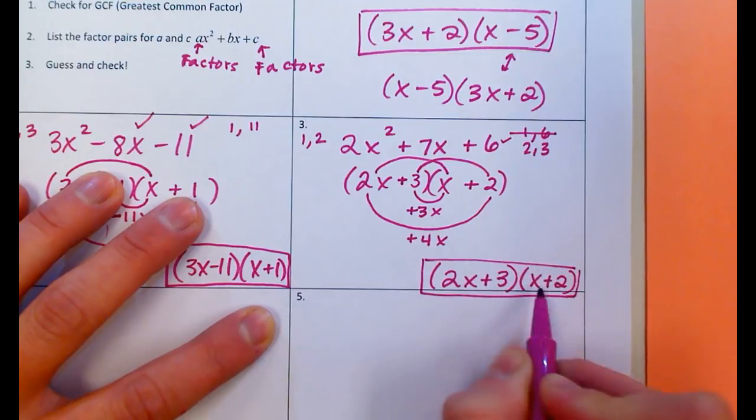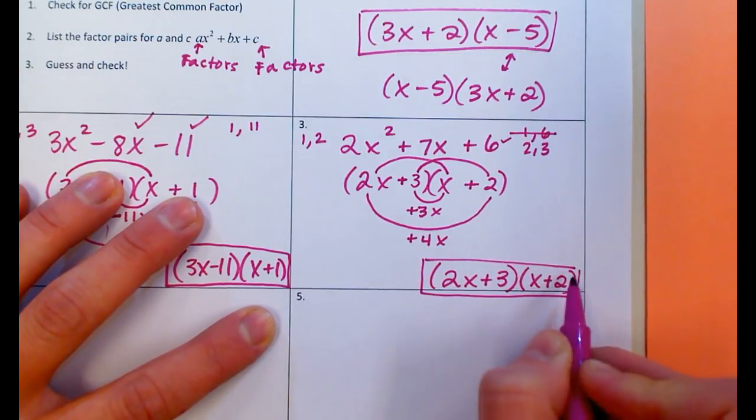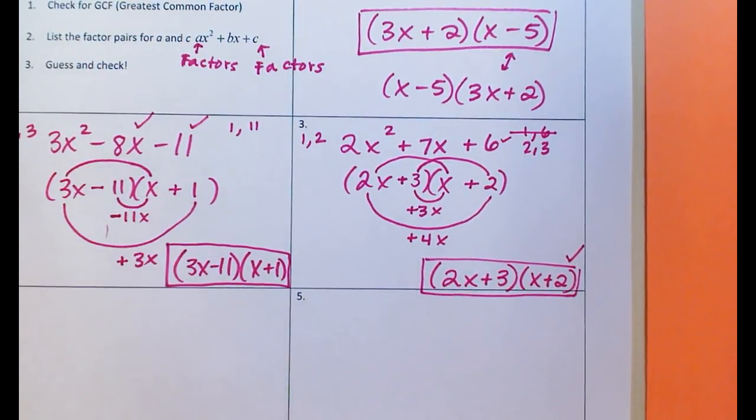Remember, if you got yours in the opposite order, x plus 2 times 2x plus 3, that is perfectly fine. Just make sure that the numbers are the same in each of the factors.